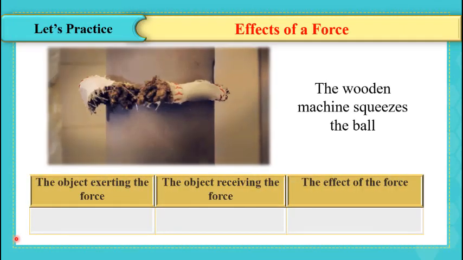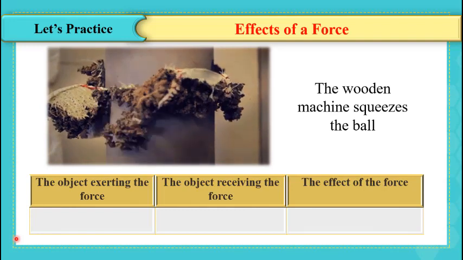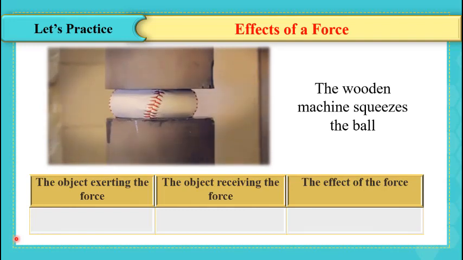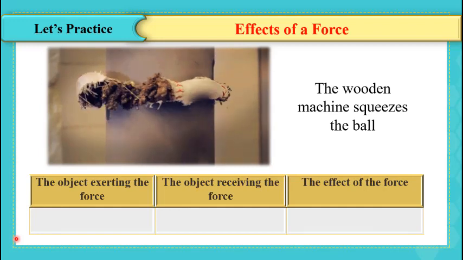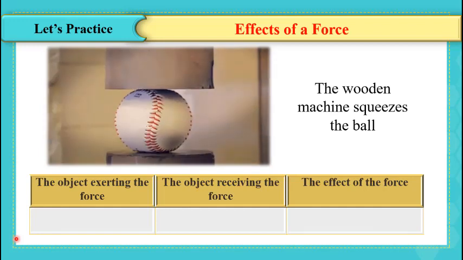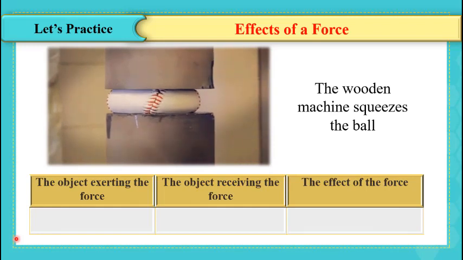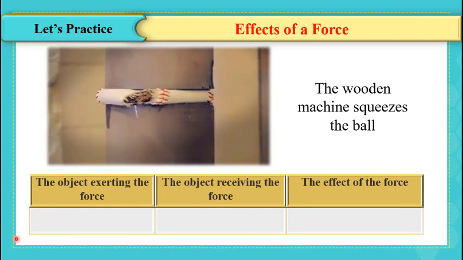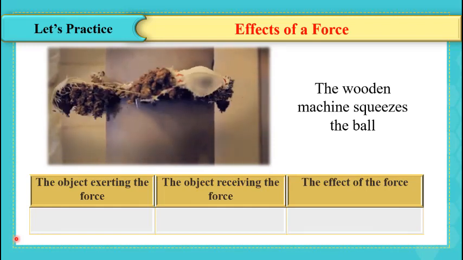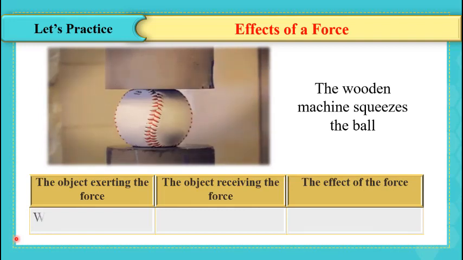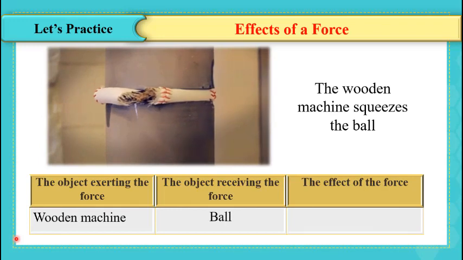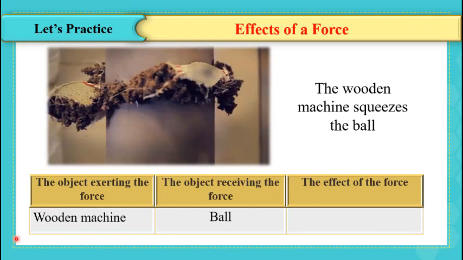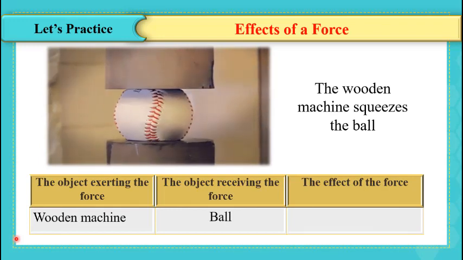Let's practice by performing the following application. We will present some GIF animations. Each time you need to indicate the object exerting the force, the object receiving the force, and the effect of this force. In the first animation, we have a wooden machine that squeezes a ball. Which object exerts the force? Yes, that's true. It is the wooden machine, and it is exerting the force on the ball. The effect of this force, as you can see, is to deform the shape of the ball.